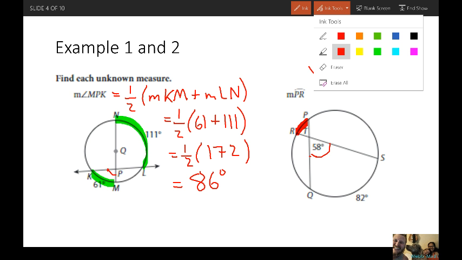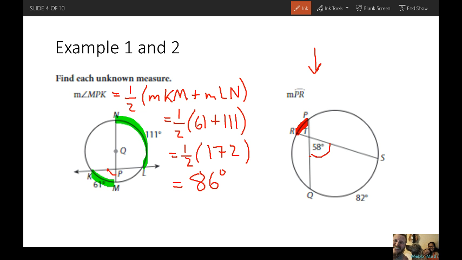So, for example, you have NPR, or you have one of your interior angles, which is 58 degrees. So you have 58 degrees equaling half of your two arcs. Well, you don't know one of your arcs, right? You don't know what PR is.